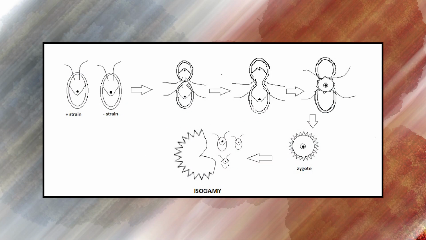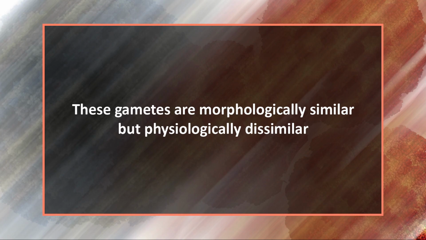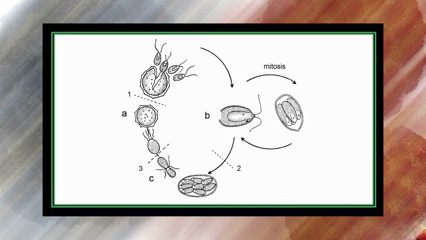First, isogamy. Most of the Chlamydomonas species are isogamous. In isogamous reproduction, the fusion of gametes which are similar in size, shape and structure takes place. These gametes are morphologically similar but physiologically dissimilar. In many isogamous species, the vegetative cells may directly function as gametes without undergoing any division.